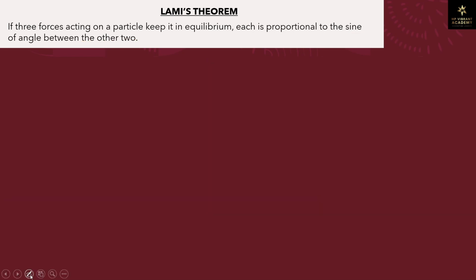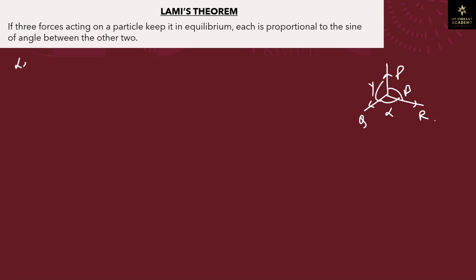Now let us prove this. How can we prove this? We have forces as this is P, this is Q, this is R. This is alpha, this is beta, this is gamma. In the statement it is given that three forces acting on a particle keep it in equilibrium. So let us consider.